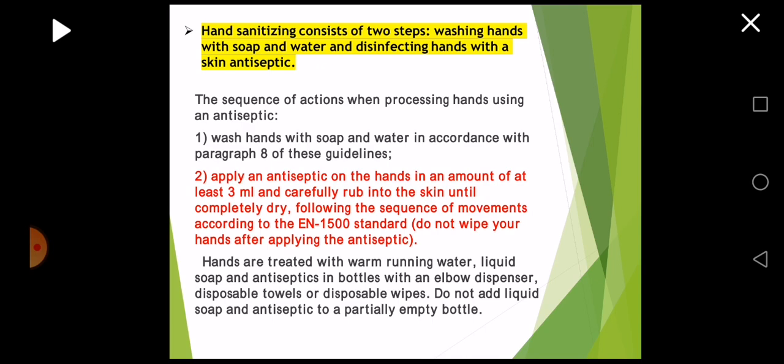Hands are treated with warm running water, liquid soap and antiseptic in a bottle with an elbow dispenser, disposable towels or disposable wipes. Do not add liquid soap and antiseptic to a partially empty bottle.